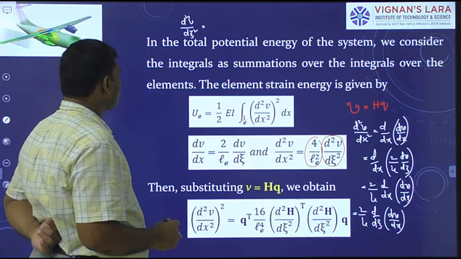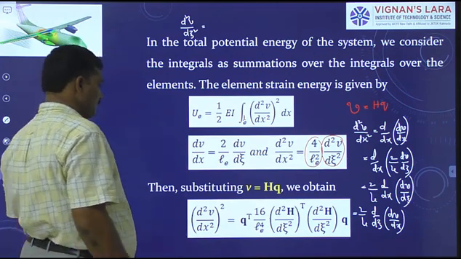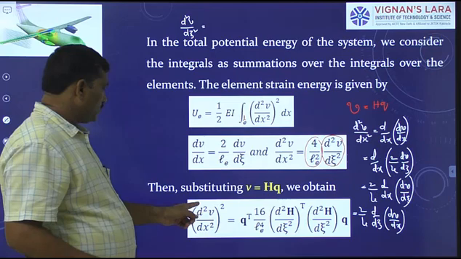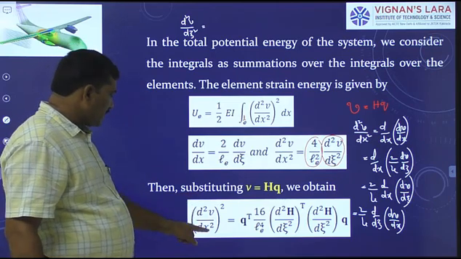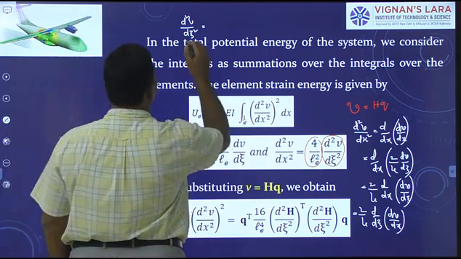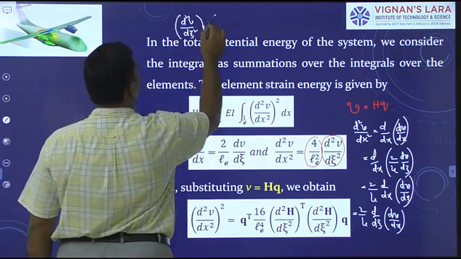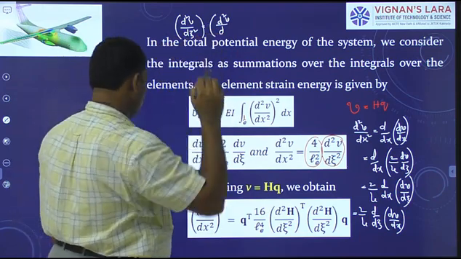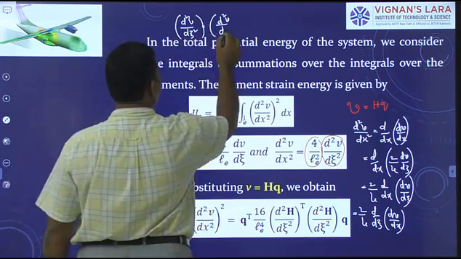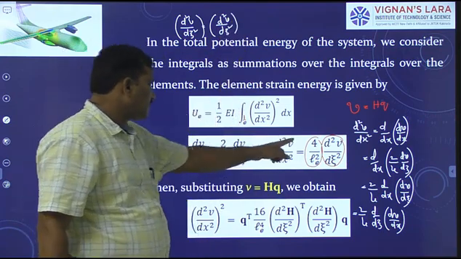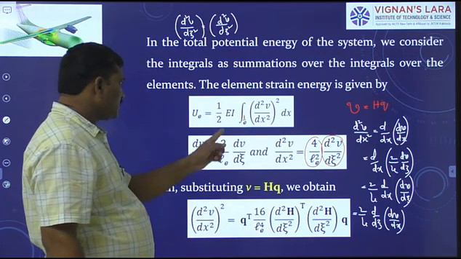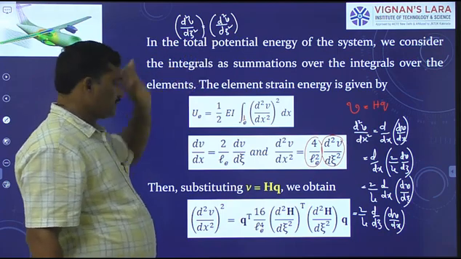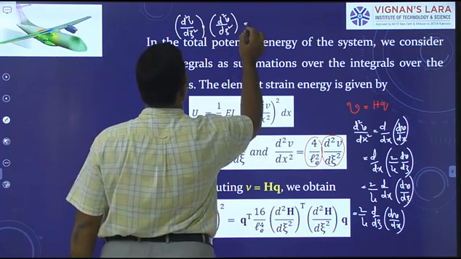d square V by dj square, observe carefully. d square V by dx square whole square equals d square V by dj square into d square V by dj square, because it is 16 by LE to the power of 4, right? d square V by dj square whole square, and d square V by dj square into d square V by dj square. Okay? Now, what is V?